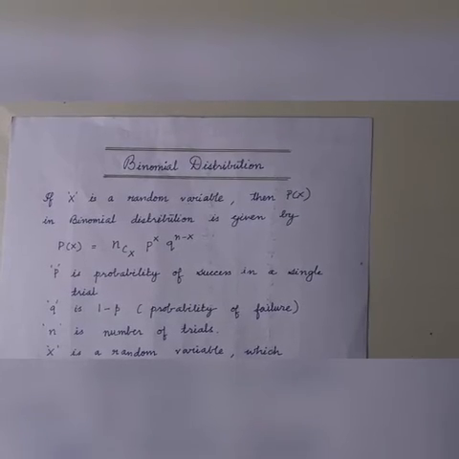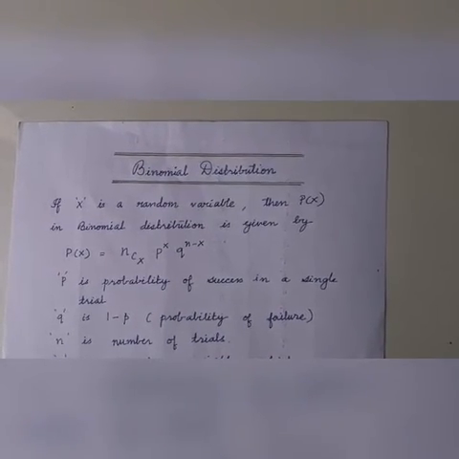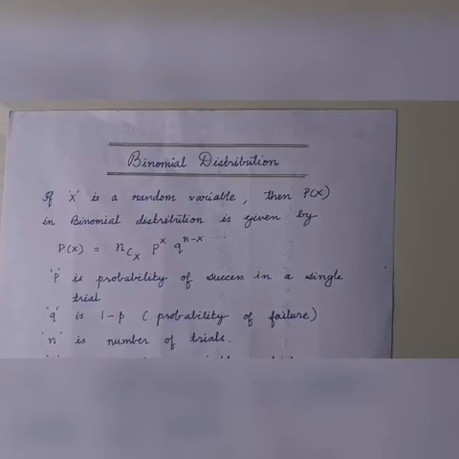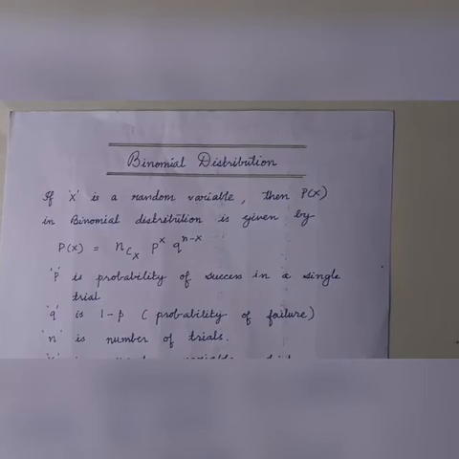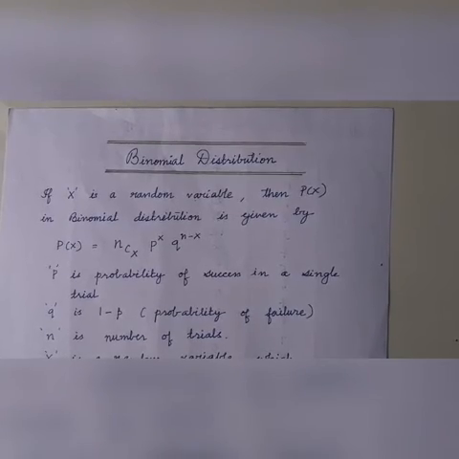We are going to learn about binomial distribution today. Previously, we have seen what a random variable is and the different types of random variables. We have two types of random variables. One is discrete random variable and the next one is continuous random variable.